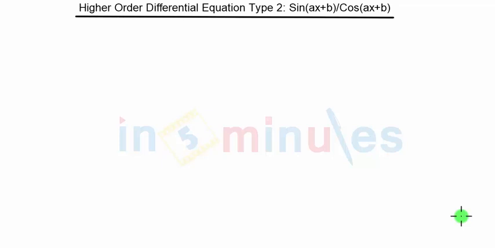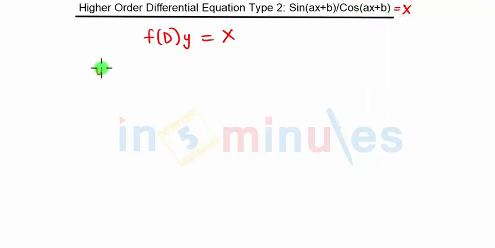In this video we are going to see type 2 of higher order differential equations. In type 2, our X is nothing but this value. What is X? We know that our higher order differential equation is given by f(D)y equals X. In this case, X is sin(ax+b), or it can be cos(ax+b).